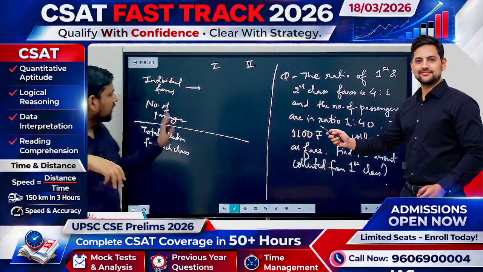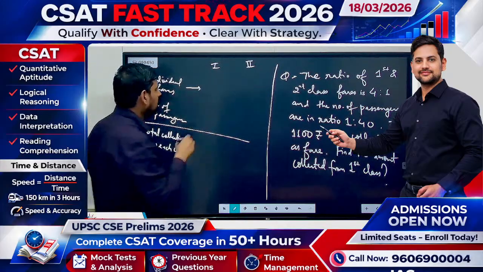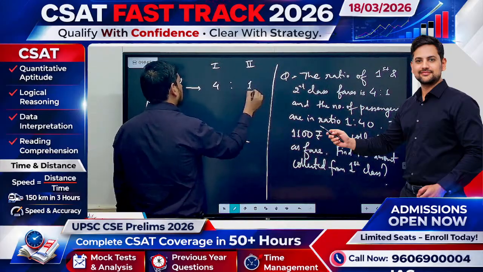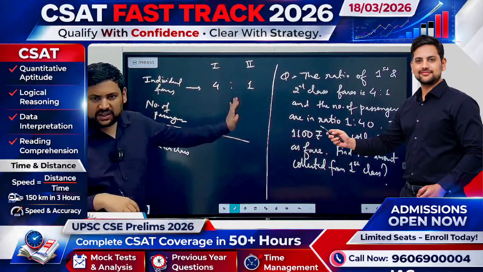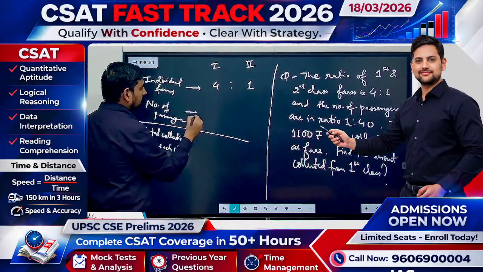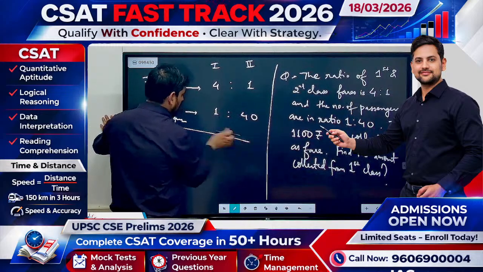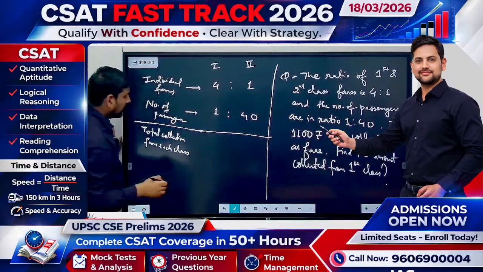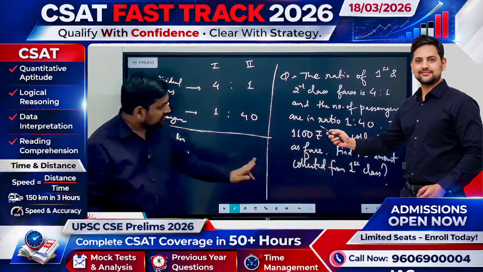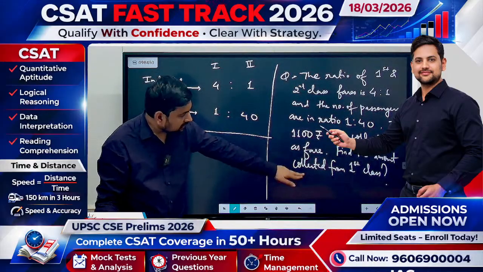So from first class, individual fares are in ratio 4:1 for first class and second class. Now, number of passengers are in ratio 1:40. Now see, it is asking you to find the fare collected from first class.